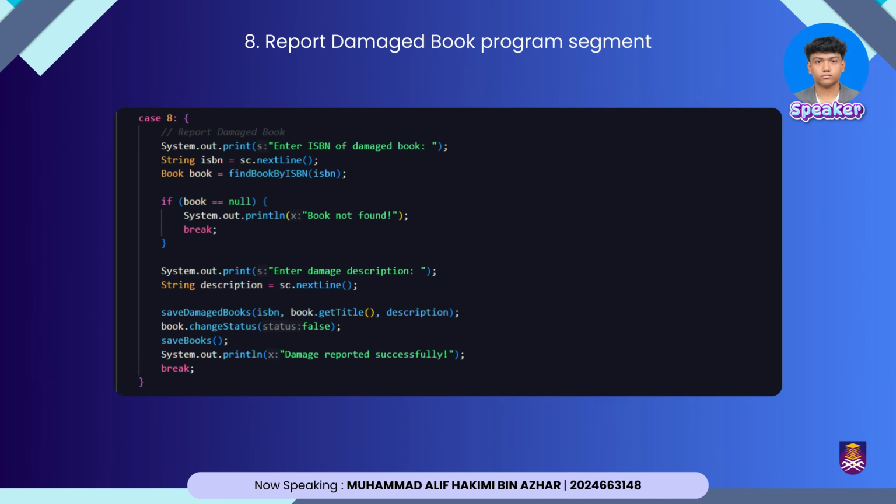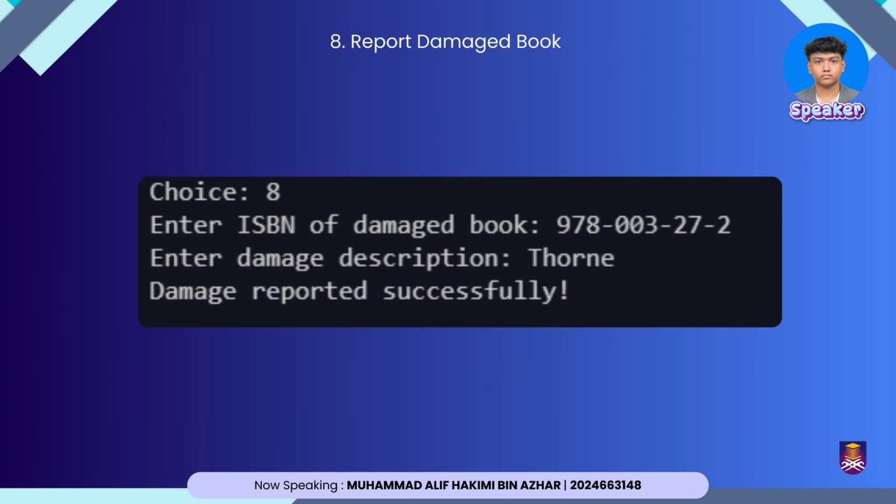For the report damage book segment, we want the user to put the ID of the book, and we also want the user to put what the damage is that has been reported. So the output will have the ID of the book, the damage description, and if the damage report is successfully received, then we pop up damage reported successfully.